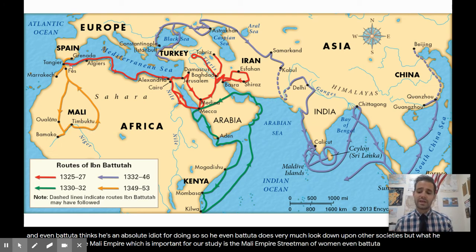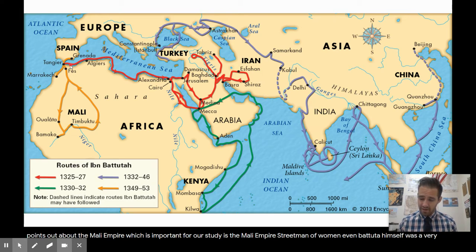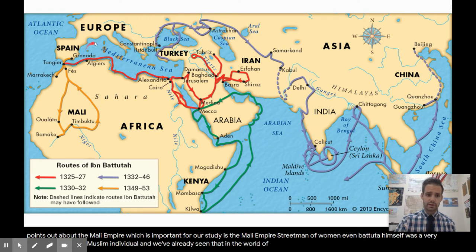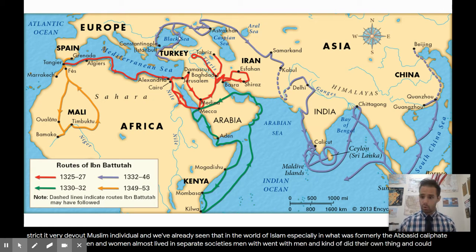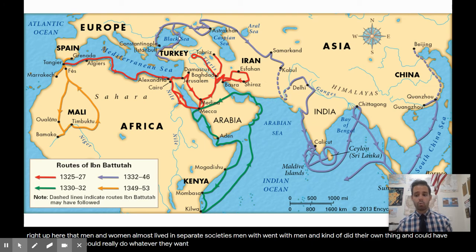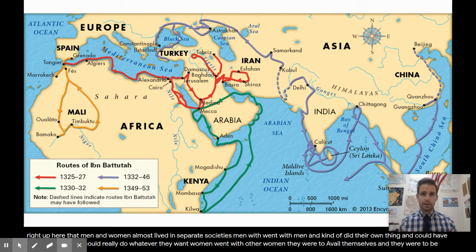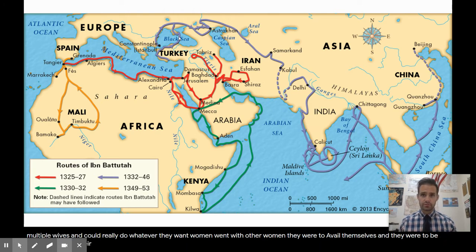Ibn Battuta himself was a very strict, very devout Muslim individual. And we've already seen that in the world of Islam, especially in what was formerly the Abbasid Caliphate right up here, men and women almost lived in separate societies. Men went with men and did their own thing and could have multiple wives and could really do whatever they want. Women went with other women. They were to veil themselves and they were to be inferior to their husbands, or they were to serve their husbands. And we've seen that when we talked about Islam.